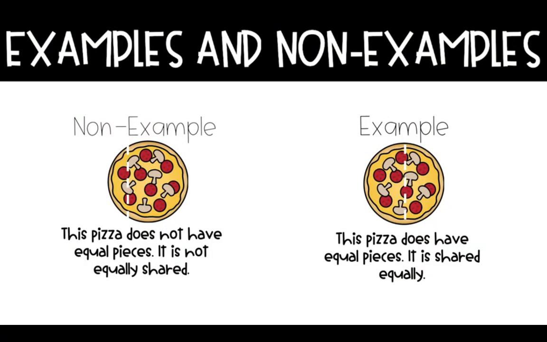So we have some examples and some non-examples, and the first one is a non-example. If we look at this, the pizza does not have two equal pieces. It is not equally shared. So we have one smaller piece and one bigger piece. Then we see an example, and this pizza does have equal pieces. It is shared equally. Look at how those pictures are different. In the first picture, there's a small piece and a bigger piece, and in the next picture, they are the same size.